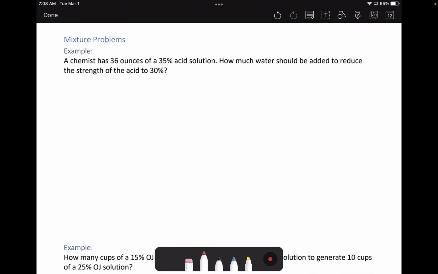Next, we'll look at mixture problems. A chemist has 36 ounces of a 35% acid solution. How much water should be added to reduce the strength of the acid to 30%? Right, so always start by labeling what we don't know. X is the amount of water.